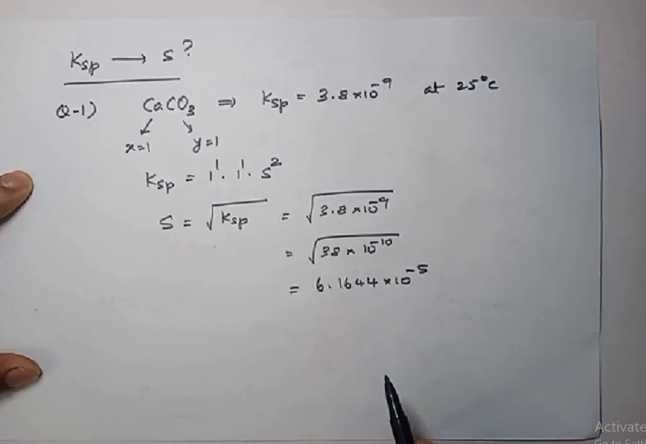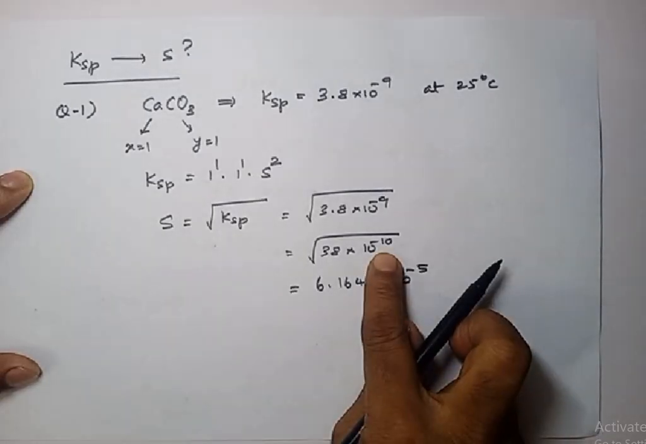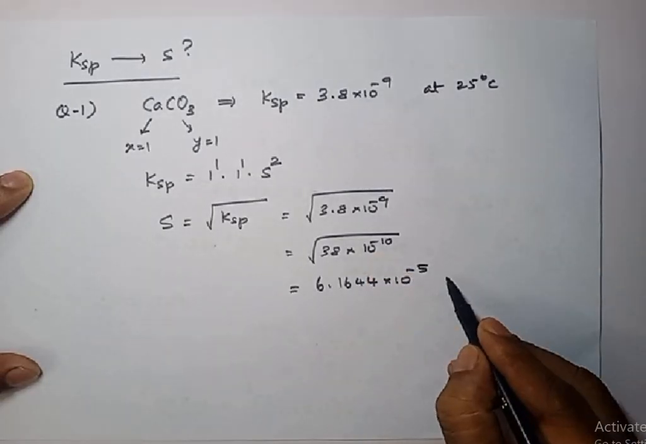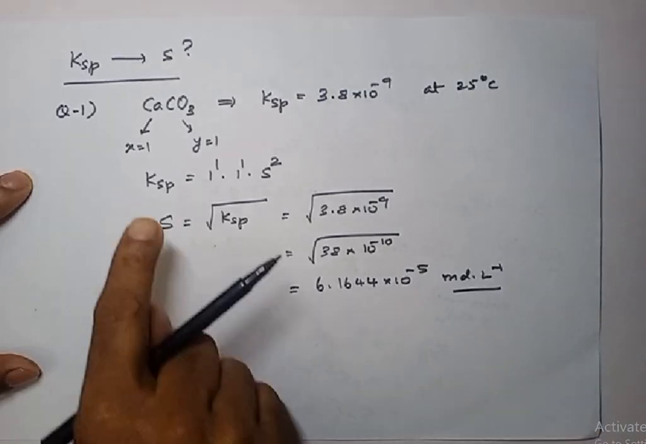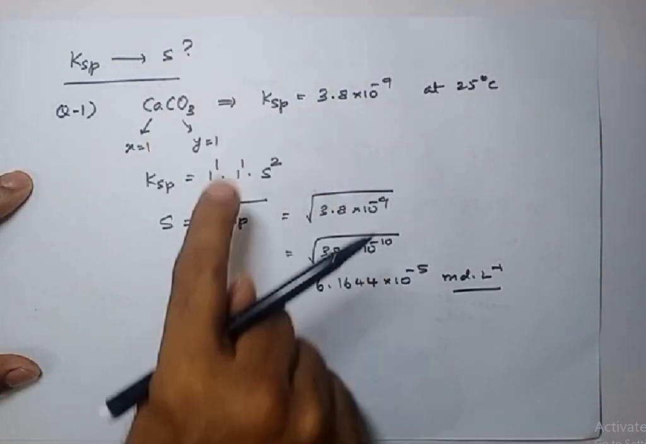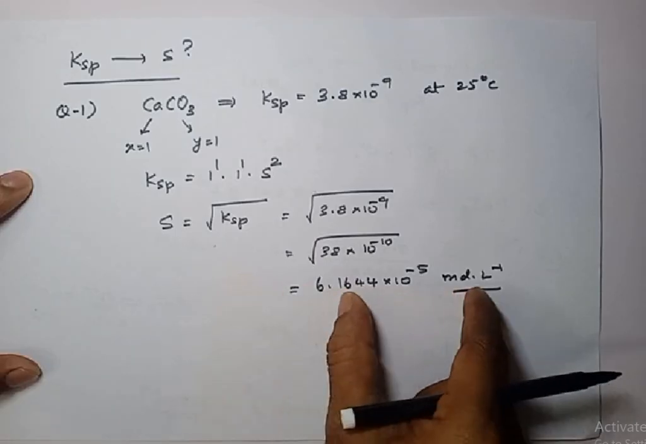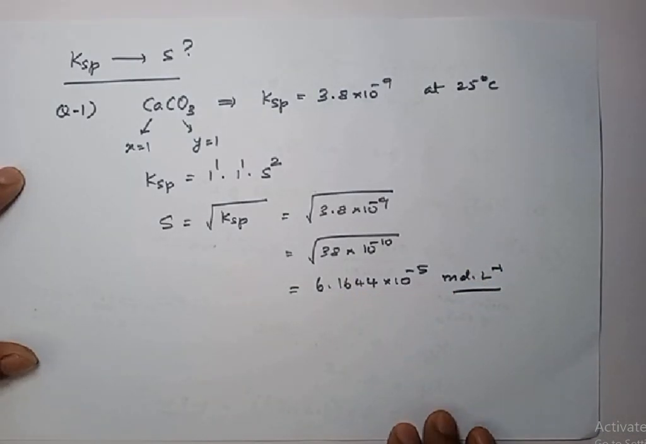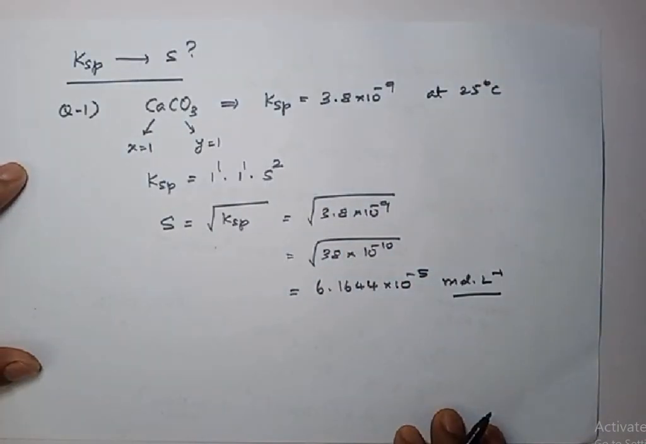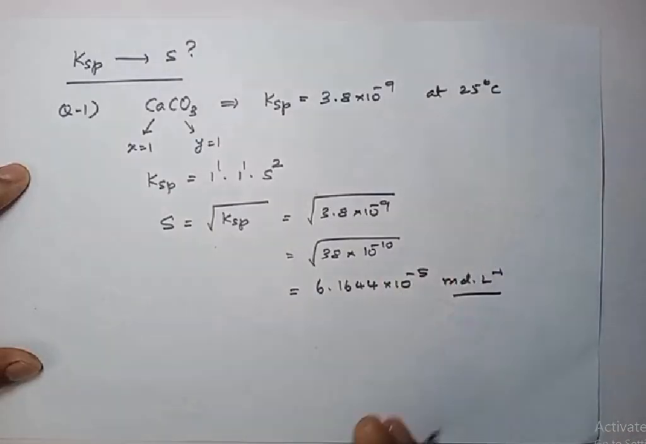Okay, square root of 38 and square root of minus 10 will give me this. So I will get the answer in mole per liter. Remember this is very important. From solubility product constant, if you calculate solubility, we will get the answer in mole per liter, in molarity unit. If you want the answer in gram per liter, what you have to do? Multiply this by the molar mass.